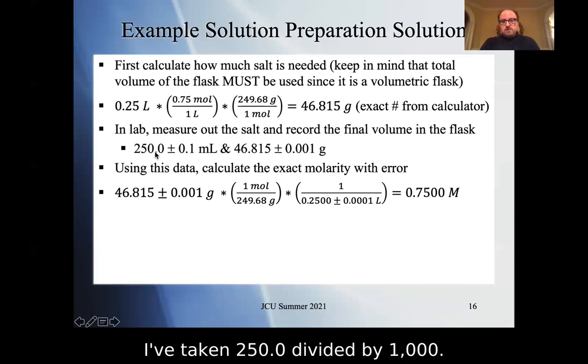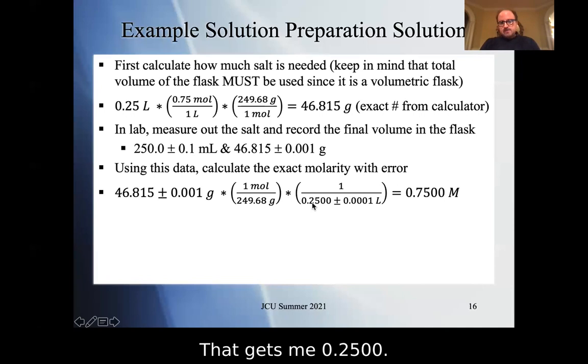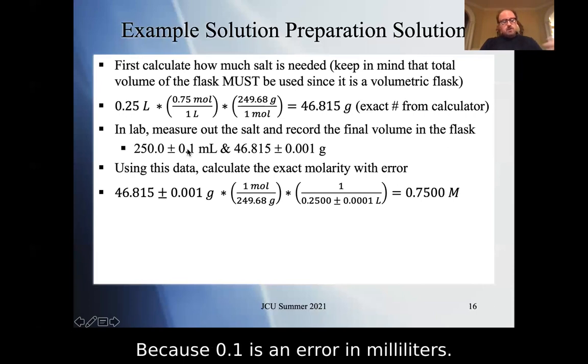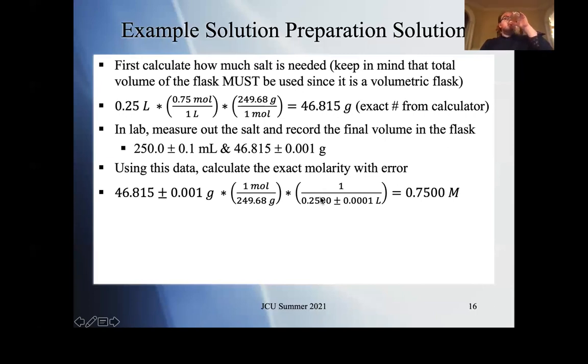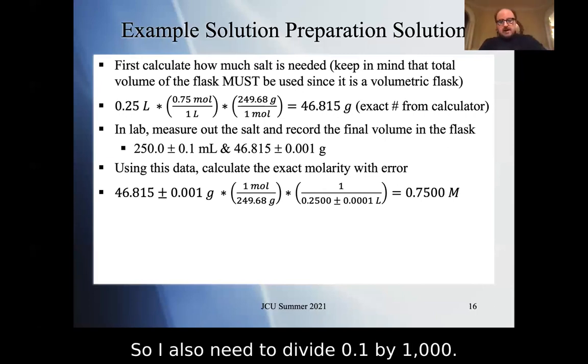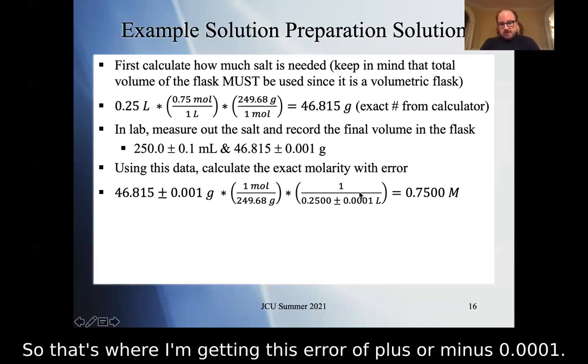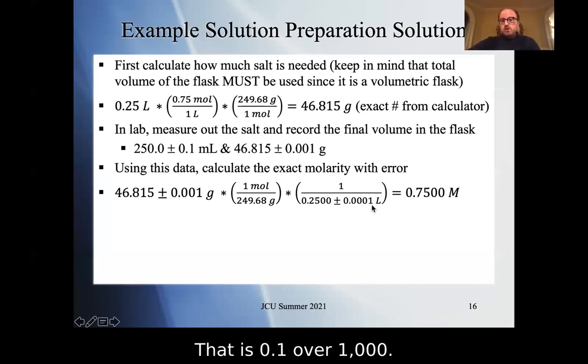Now, notice what I've done here, right? I've taken 250.0 divided by 1,000. That gets me 0.2500. I've also needed to scale my error because 0.1 is an error in milliliters, but I'm converting my volume to liters. So I also need to divide 0.1 by 1,000. So that's where I'm getting this error of plus or minus 0.0001. That is 0.1 over 1,000.